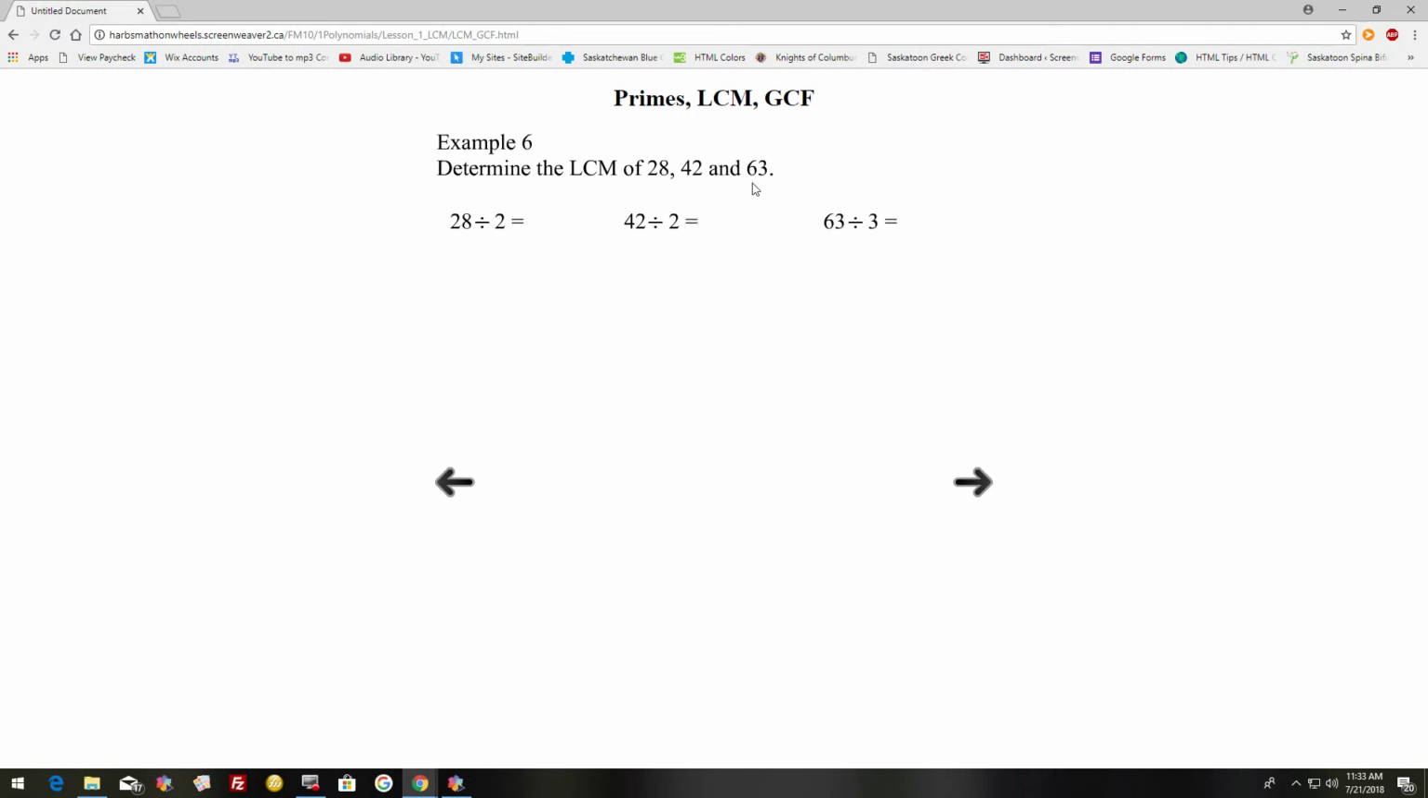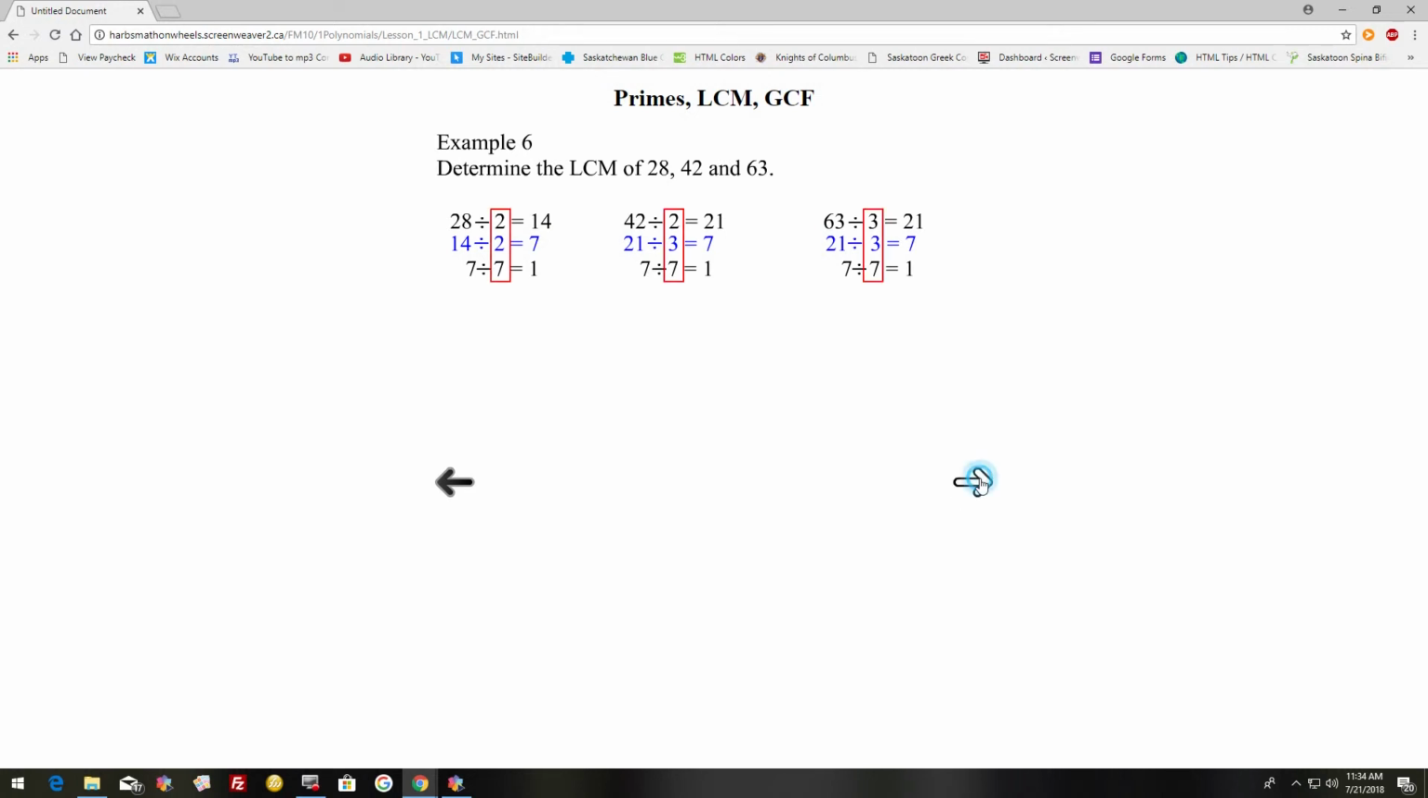28 divided by 2, 42 divided by 2, and 63 divided by 3. We get 14, 21, and 21. Going further now, the 14 can be divided by 2, the 21 can be divided by 3, and the 21 over here can also be divided by 3 to give us 7, 7, and 7. Now, divide 7 by 7, another prime number, 7 by 7, 7 by 7, and we end up with 1, 1, and 1.